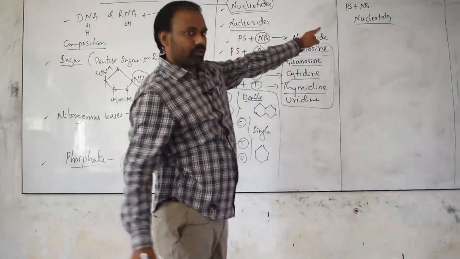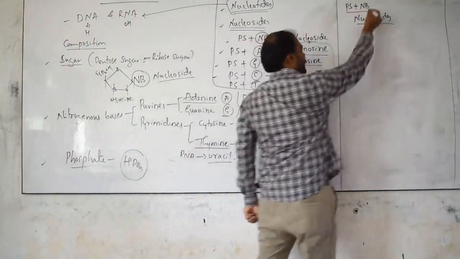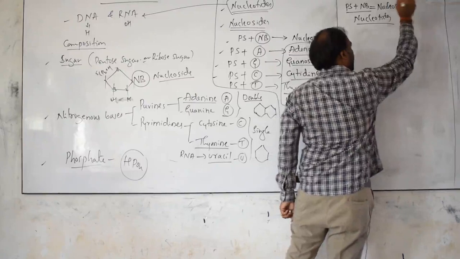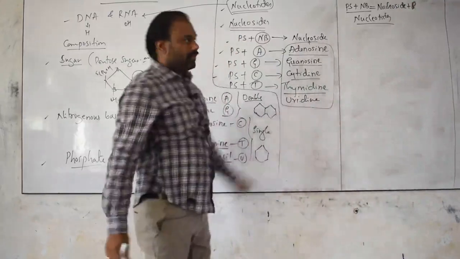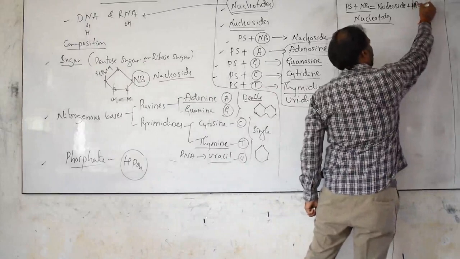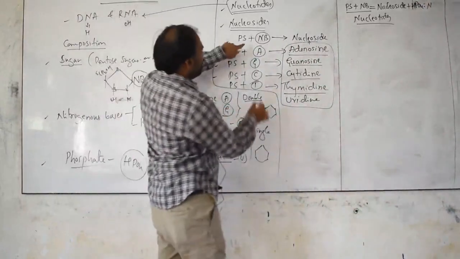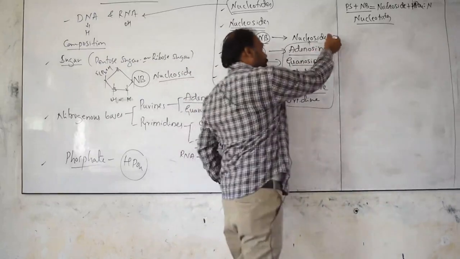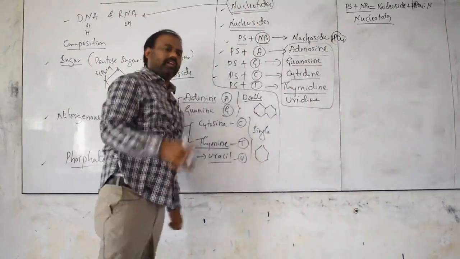See, pentose sugar plus any one of the nitrogenous base gives nucleoside. Yes or no? So now nucleoside plus HPO4, we can call it phosphate. Clear? We can write phosphate, that is HPO4. It will become nucleotide. Simple formula: pentose sugar plus nitrogenous base gives nucleoside, and nucleoside plus HPO4 gives nucleotide. Simple? Yes, we start writing.